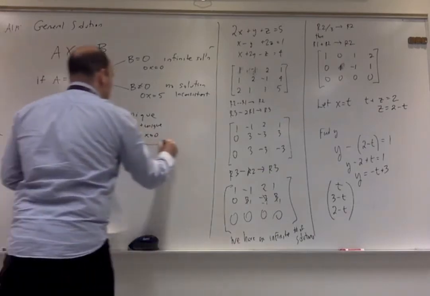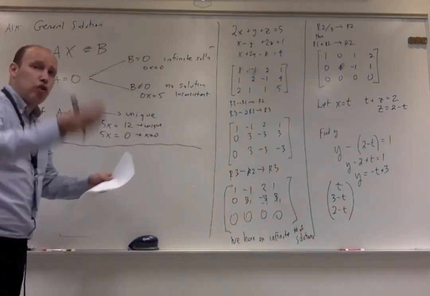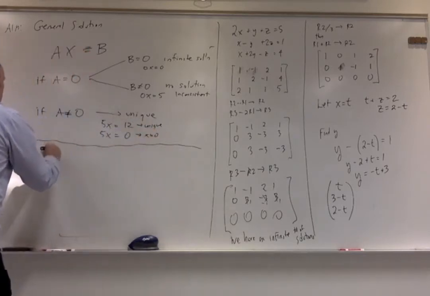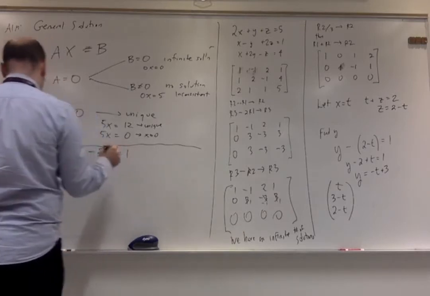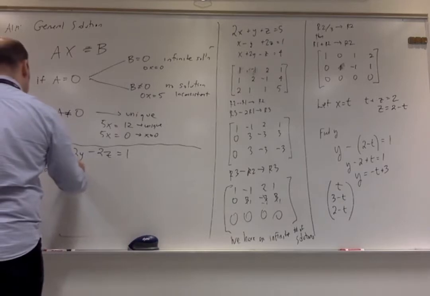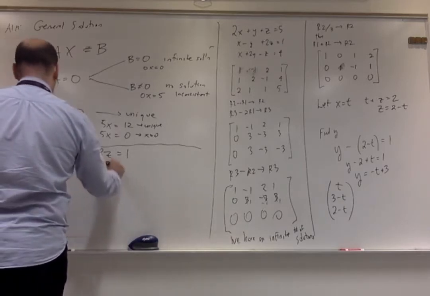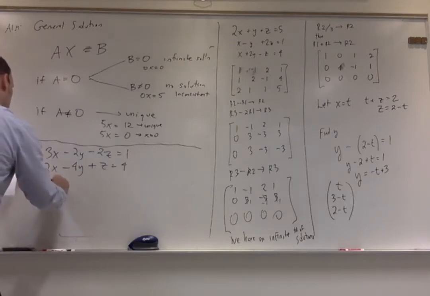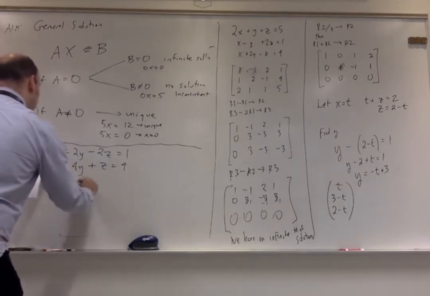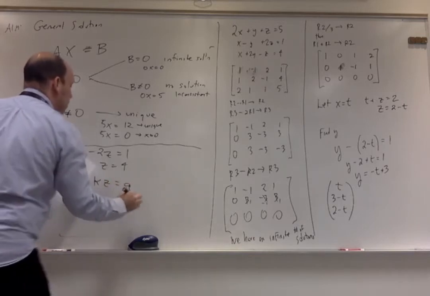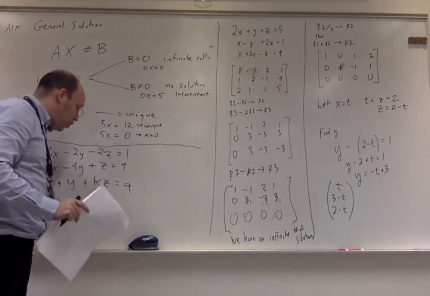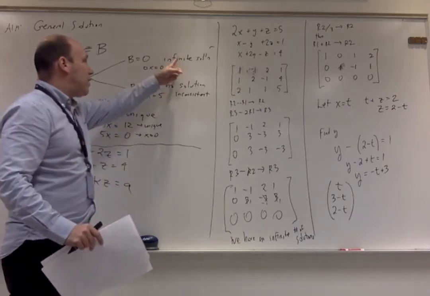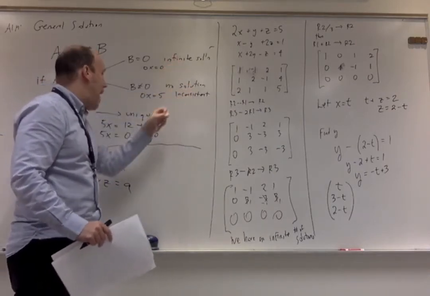These are very basic when you understand it, once you get Gaussian elimination and you just work through it. So the question is 3x minus 2y minus 2z equals 1, 2x minus 4y plus z equals 4, and we have x plus y plus kz equals a. What you're going to be asked to do is manipulate this and find out for what values of k and a we have infinite solutions, inconsistent solutions, and a unique solution.